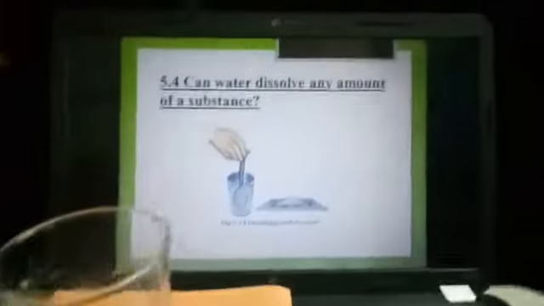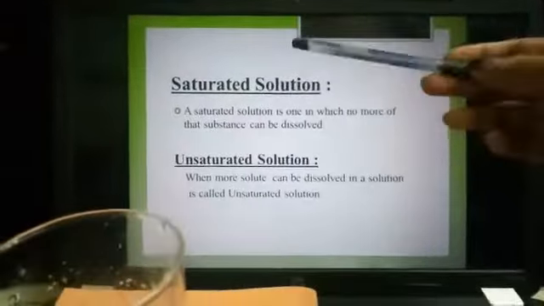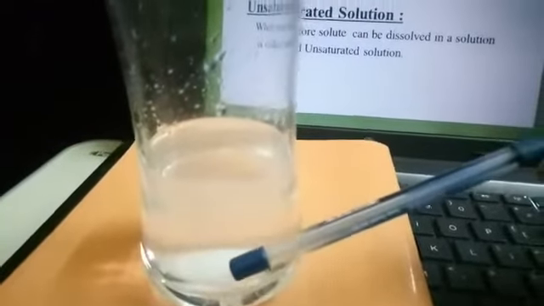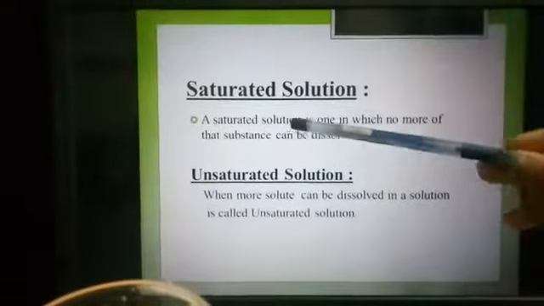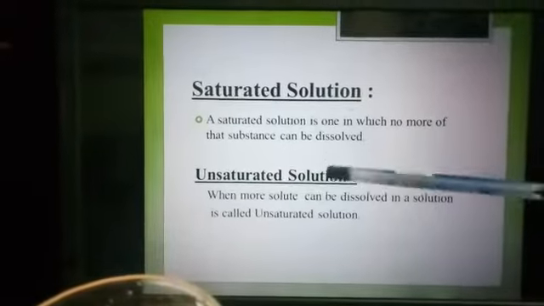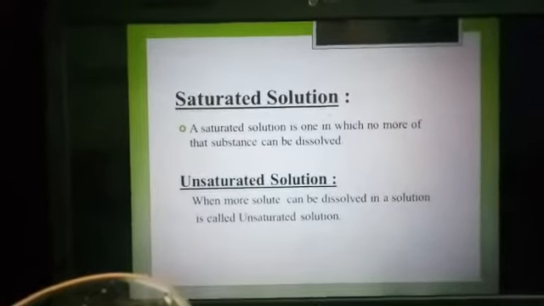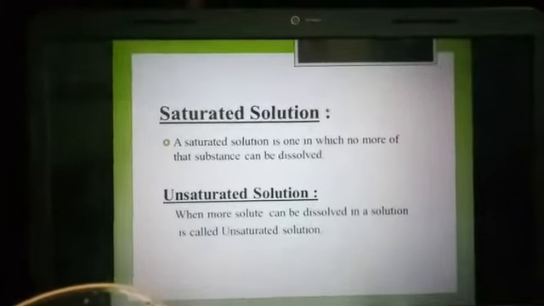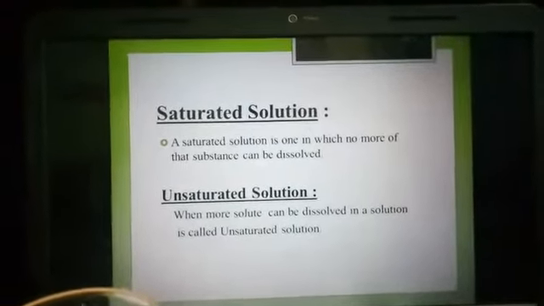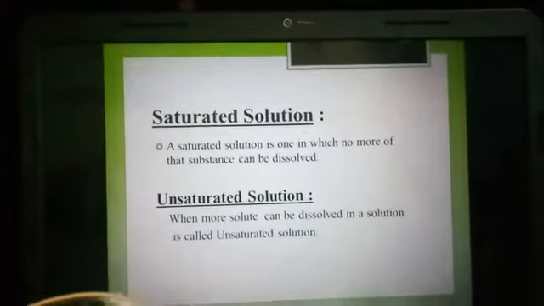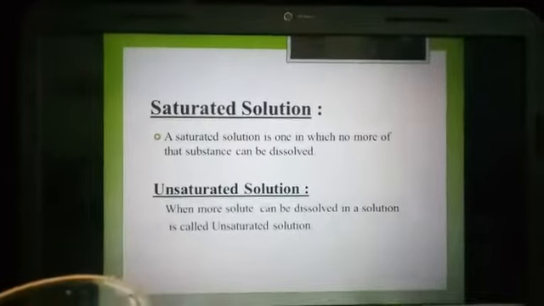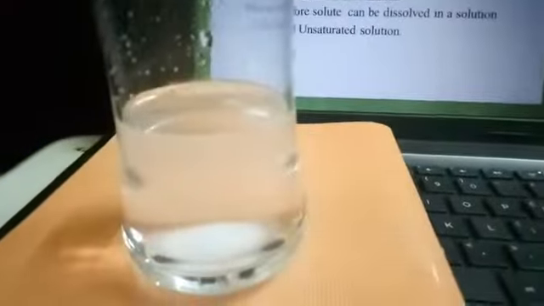So here our next definition is saturated solution. This solution, just look here, clear appearance of salt means this salt is not dissolving in water. So a saturated solution is one in which no more of that substance can be dissolved. मतलब उससे ज़्यादा और substance उसके अंदर dissolve नहीं हो सकता. This is known as saturated solution. Means when no more solute or no more substance can be dissolved in a solution, it is known as saturated solution.